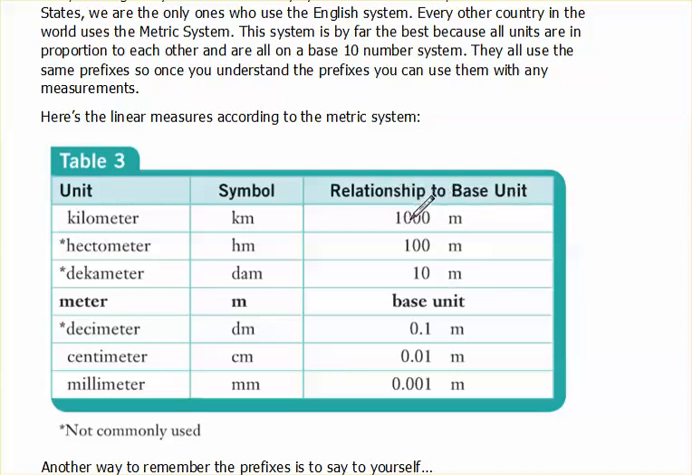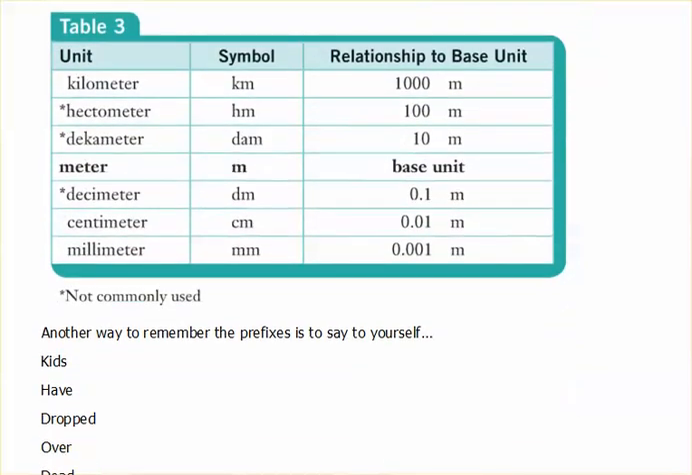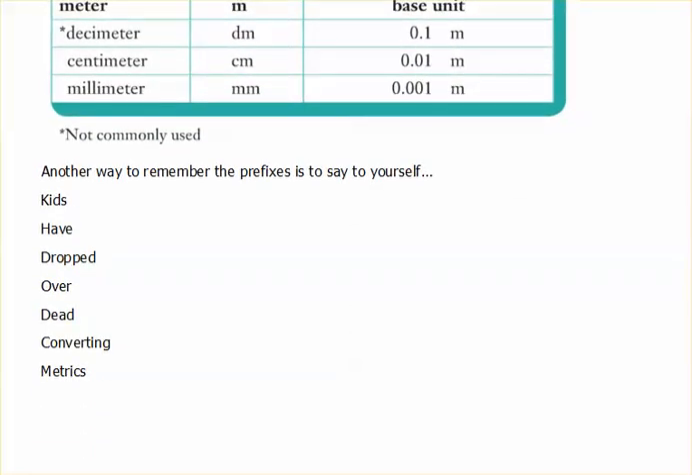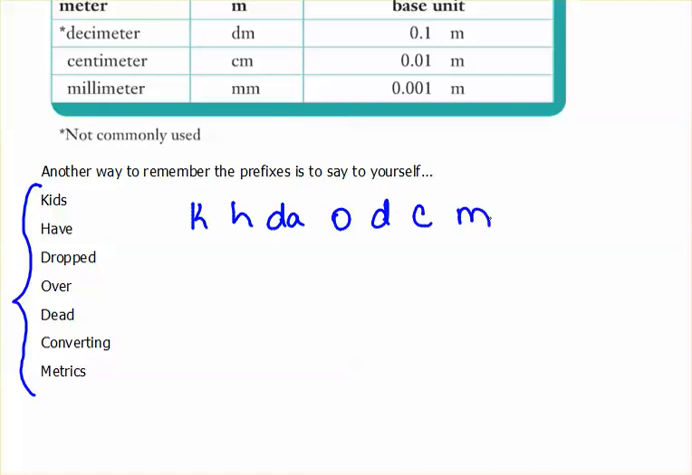Now, this is the relationship to the base unit. For instance, there are 1,000 meters in 1 kilometer. There are 100 meters in 1 hectometer. There are 10 meters in 1 decameter. There's 0.1 meters in each decimeter, 0.01 meters in each centimeter, and 0.001 meters in each millimeter. So that's our relationship. Now, to help you remember the kilo and hecto and deca, there's a cute little saying that says, kids have dropped over dead converting metrics.